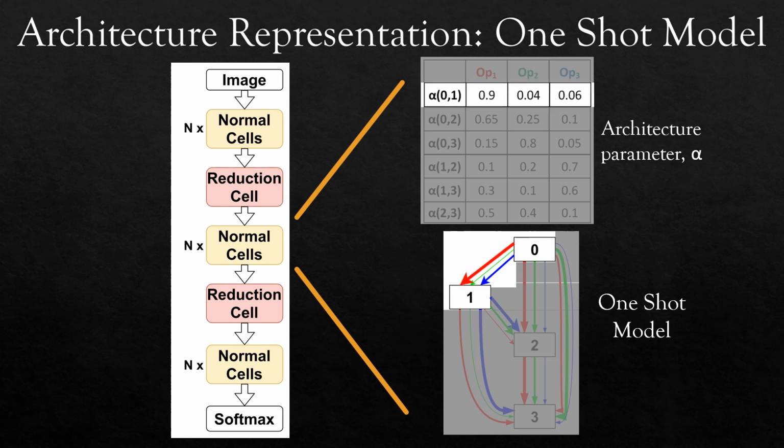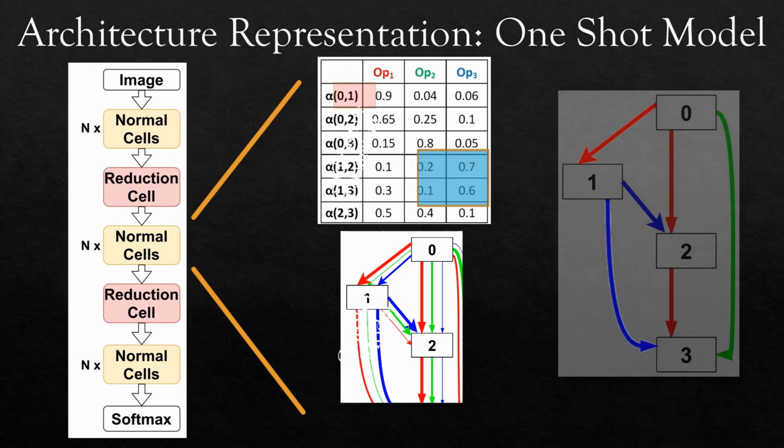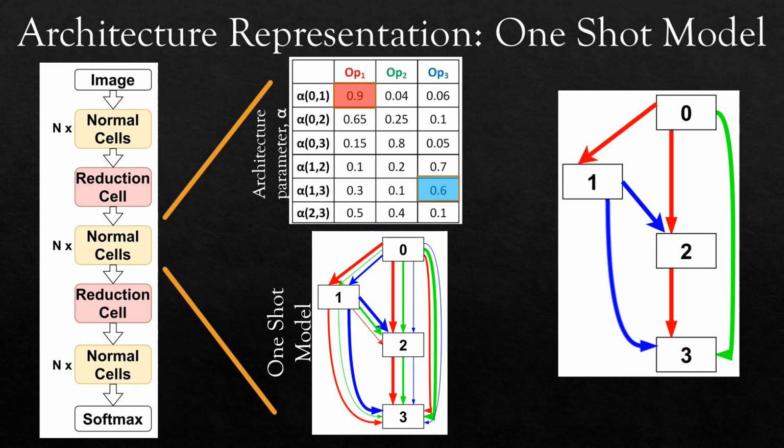Now, how do we derive an architecture from this architecture parameter alpha? This is done by selecting the operations with the highest weights between the two nodes. For example, between node 0 and 1, operation 1 is selected because it has the largest weight. Similarly, between node 1 and node 3, operation 3 is selected.